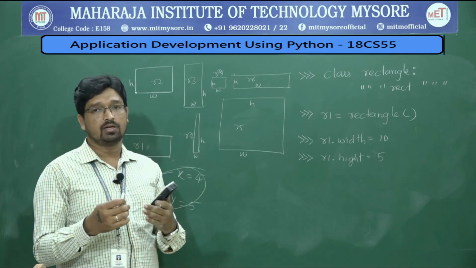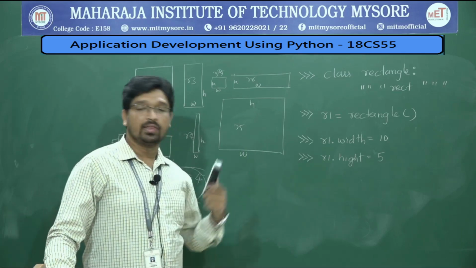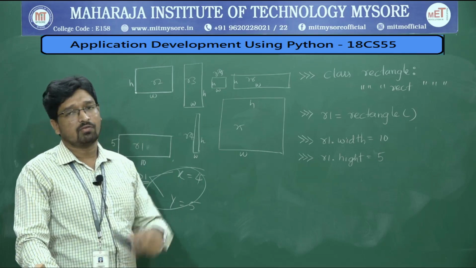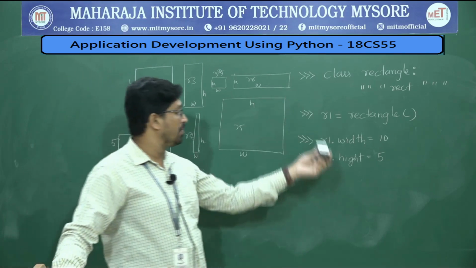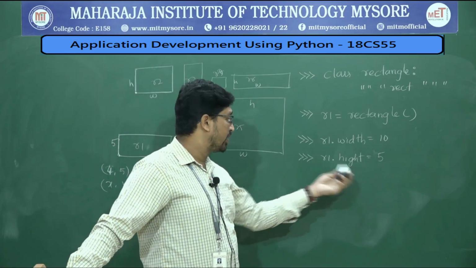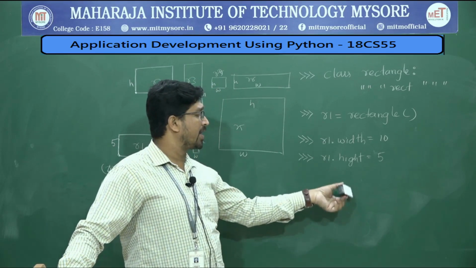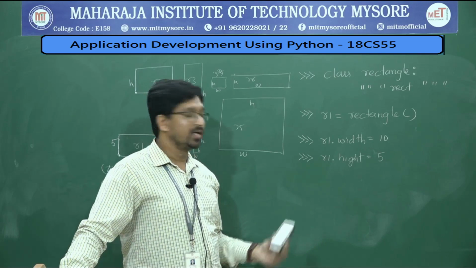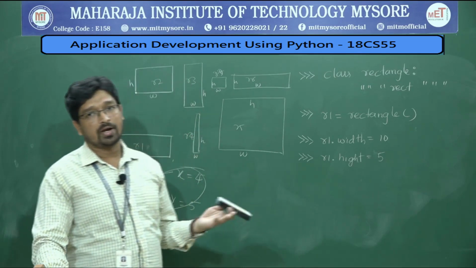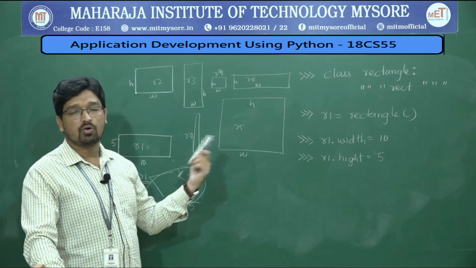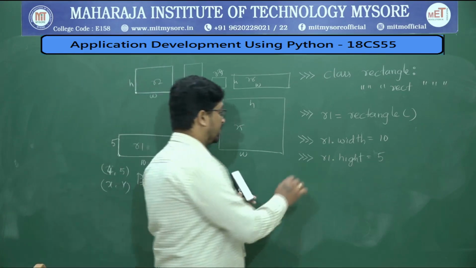There is a rectangular object, or else you can consider it in the same class only. Instead of considering a different class, you can consider the same class. You can simply write R1 dot x, R1 dot y. You can have 2 more attributes called x and y. But instead of having 2 attributes, I am considering a different attribute called point attribute.